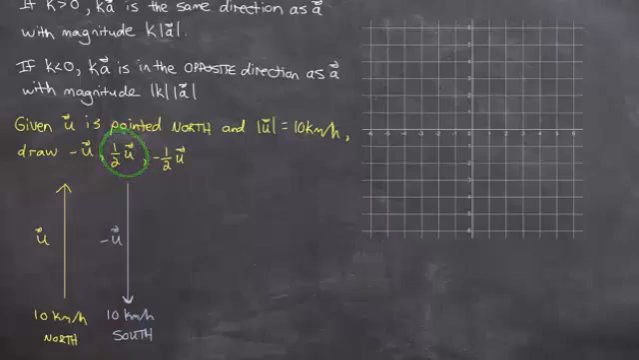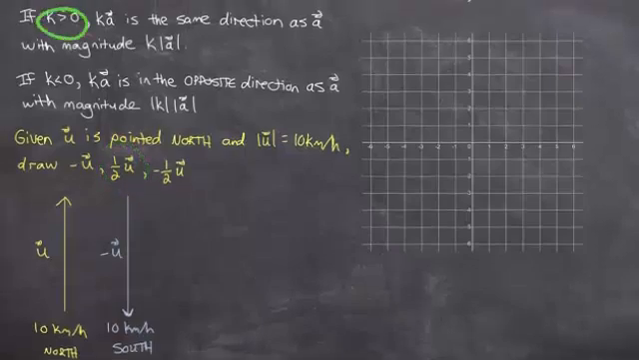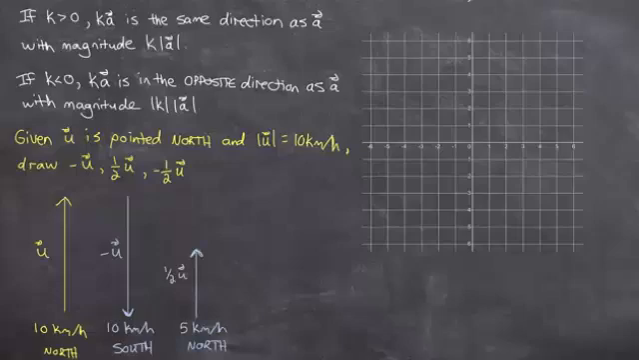A half times vector u, well that has a positive scalar, so it's going to be in the same direction, and its magnitude is going to be a half times the magnitude of the original vector, which means instead of 10 kilometers an hour north, it's going to be 5 kilometers an hour north. So I need to draw a vector that is half as long, but pointing in the same direction. And lastly, negative a half u is going to just be the exact opposite of a half u. So it's going to have the same magnitude as a half u, but in the opposite direction, which means it's going to be going 5 kilometers an hour south. So hopefully you can see how scalar multiplication works.